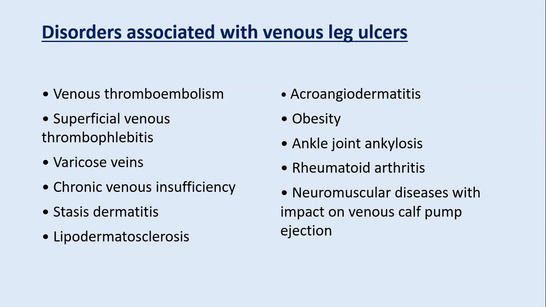There are several disorders which are associated with venous leg ulcers, like venous thromboembolism, superficial venous thrombophlebitis, varicose veins, chronic venous insufficiency as shown by the signs mentioned before, stasis dermatitis, lipodermatosclerosis, acroangiodermatitis, then obesity, ankle joint ankylosis, rheumatoid arthritis, and neuromuscular disease that affects the venous calf pump may be a cause of venous leg ulcer.